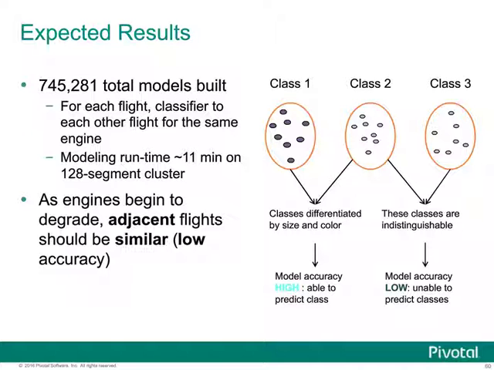What we were expecting to see out of this is, of course, adjacent flights for a given engine should look pretty similar to each other, meaning that they would have low accuracy. We're unable to distinguish the windows from one particular flight to the subsequent flight. However, we would expect as an engine begins to degrade, we would be able to differentiate, as the particular samples of windows would look very different from each other.